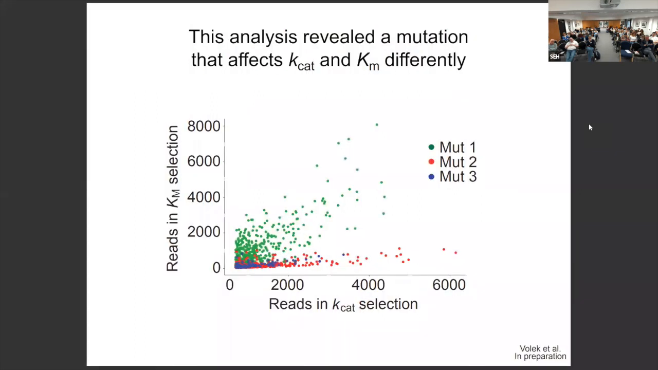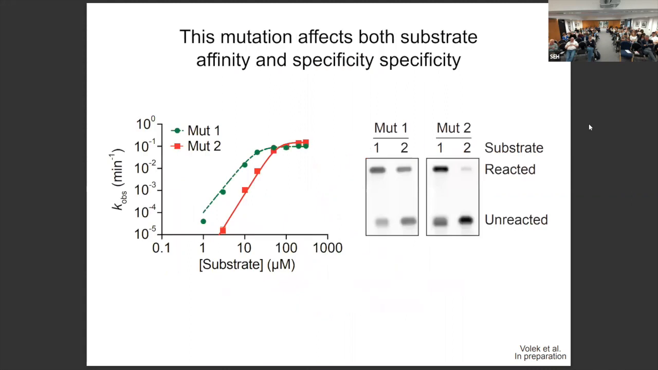And when we analyzed this by bioinformatics, we found a single mutation that seems to be responsible for this difference. So we made a pair of deoxyribozymes that were identical except for this mutation and characterized them. And what we found is that this mutation seems to affect Km, but not Kcat. So if you look at this titration, at low substrate concentrations, there's about 100-fold difference in catalytic efficiency, but at higher concentrations, these curves kind of level off at about the same place.